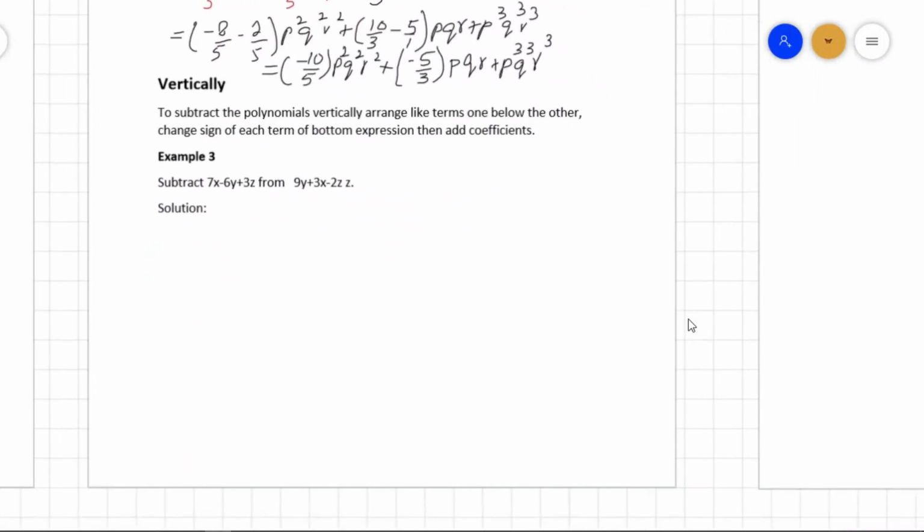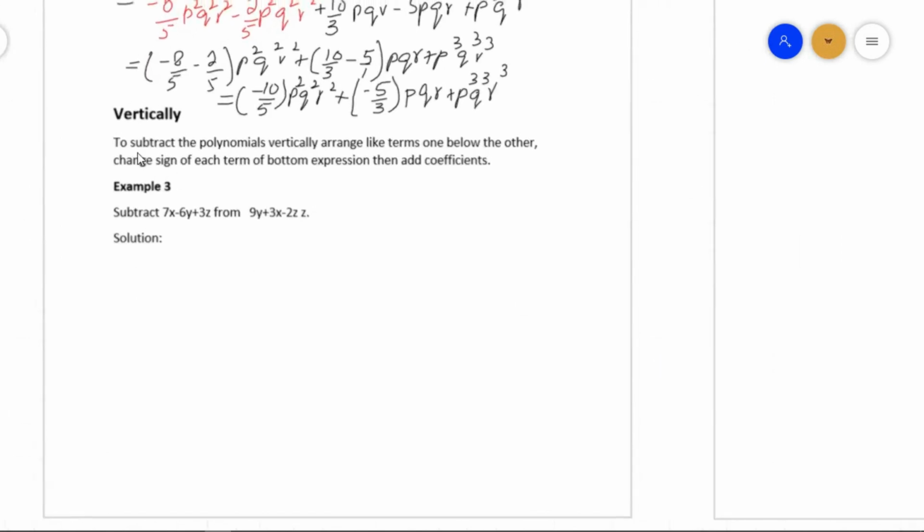Now we are going to subtract the polynomials vertically. To subtract the polynomials vertically, you just have to arrange like terms one below the other, same as you have done in addition, and then change the sign. This one is different: change the sign of each term of the bottom expression.